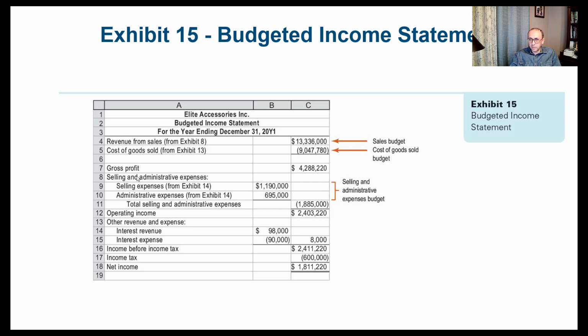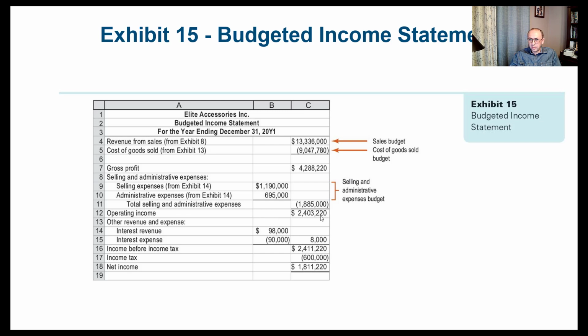And we get the difference, we get the gross profit. Again, that's the budgeted gross profit. That's not the actual gross profit. Then we get the selling and administrative expenses. So we have the selling expenses, administrative expenses, add them together, and we subtract that total from the gross profit to get our budgeted operating income.